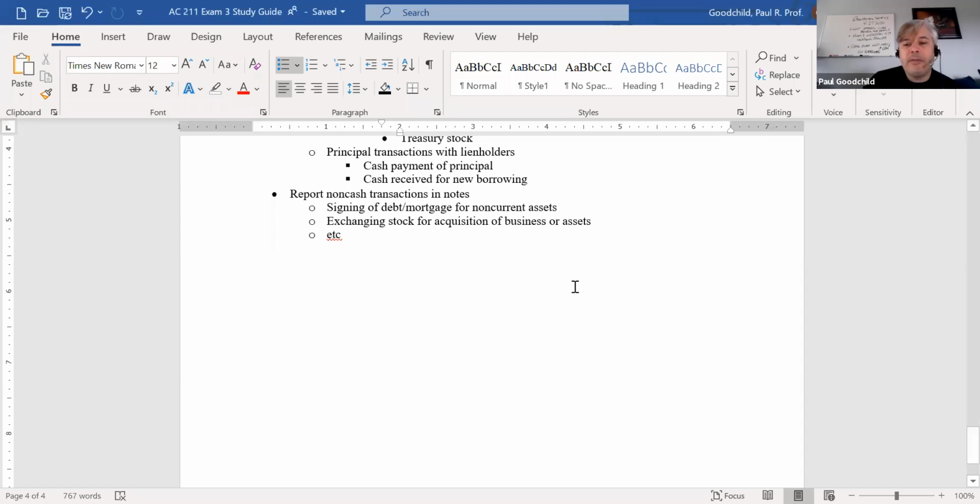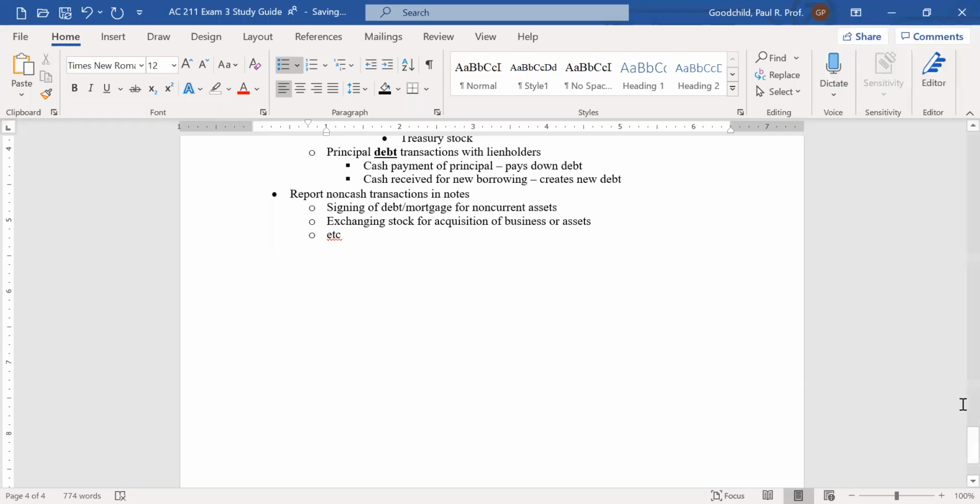Somebody asked if paying off or receiving the loan would be financing or investing, and that's financing. So those are principal, I guess I should say, debt transactions. With lien holders, so cash payment of principal, this pays down debt. Cash received for new borrowing creates new debt.